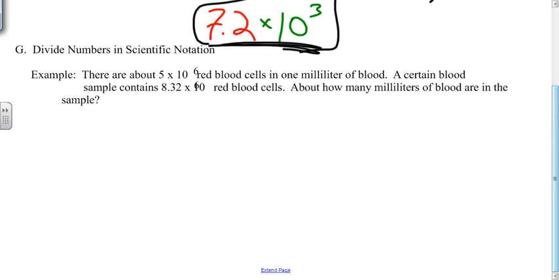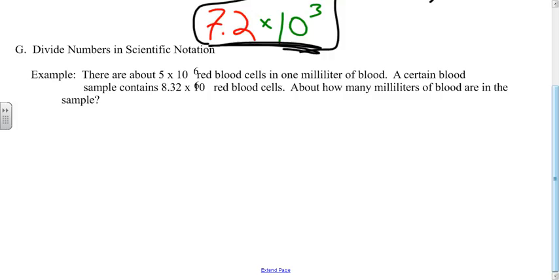For this problem, we're dividing numbers in scientific notation. And we kind of have a fairly real-life situation. It says there are 5 times 10 to the 6th red blood cells in 1 milliliter of blood. A certain blood sample contains 8.32 times 10 to the 6th red blood cells. How many milliliters of blood are there in the sample?